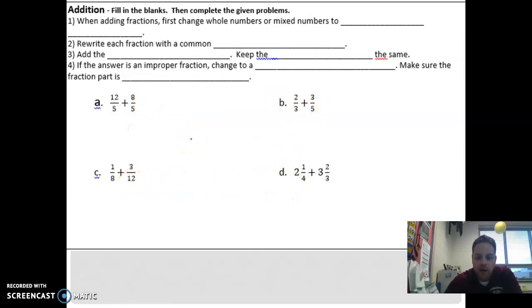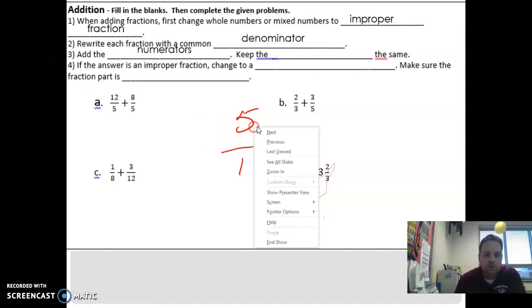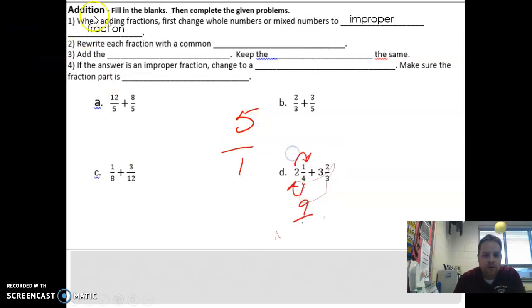So when we're adding fractions, the first thing that we need to do is remember to make all our whole numbers or mixed numbers into improper fractions. So we know how to do that, right? If it is, let's say, 5, we can put it over 1. And we can do this if we get a mixed number: 4 times 2 is 8, plus 1 is 9/4. And we'll do that when we get down to this one anyways. So we have to keep that in mind and always do that first.